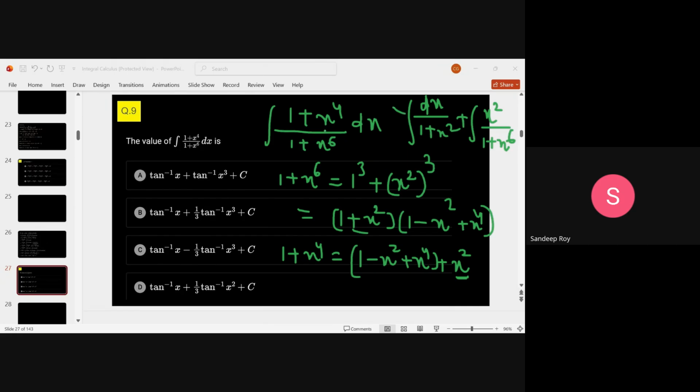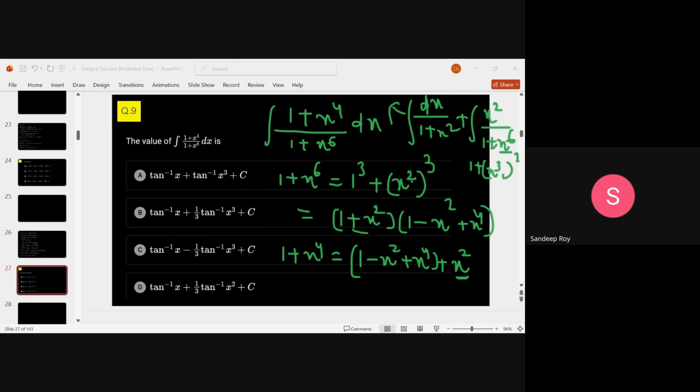So this is the tan inverse formula, right? So tan inverse x. The first part is easy to integrate. And for the second part, you can apply substitution. Over here, x to the power 6 you can write as x cube whole to the power 2. So the denominator of the second part you can write as 1 plus x cube whole to the power 2, right?